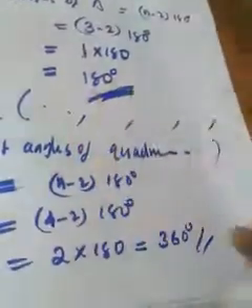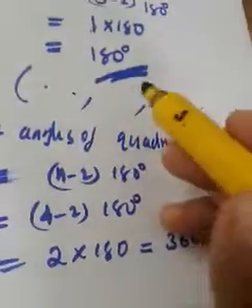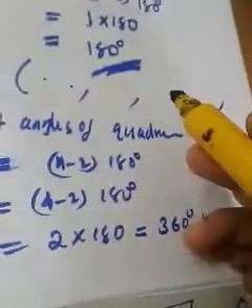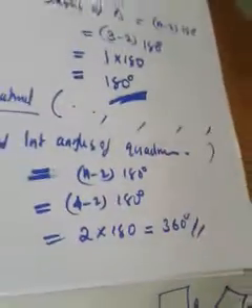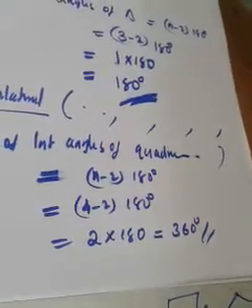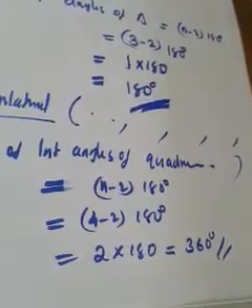That means the sum of interior angles of a square is 360. The sum of interior angles of a rectangle is 360. The sum of interior angles of a parallelogram is 360, etcetera. You may have understood. Okay. Now can I ask you a question?